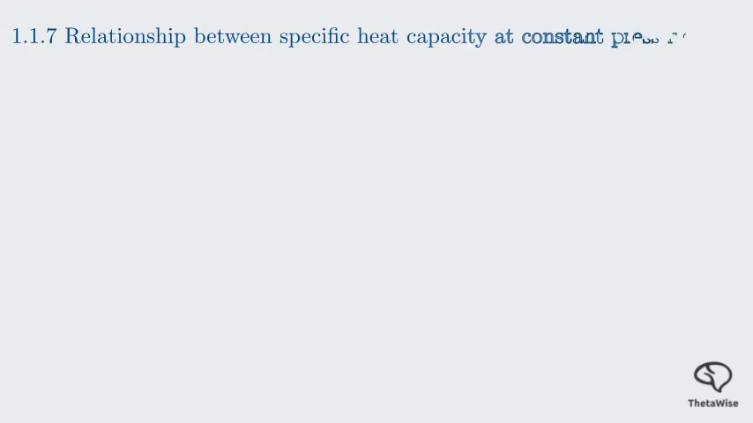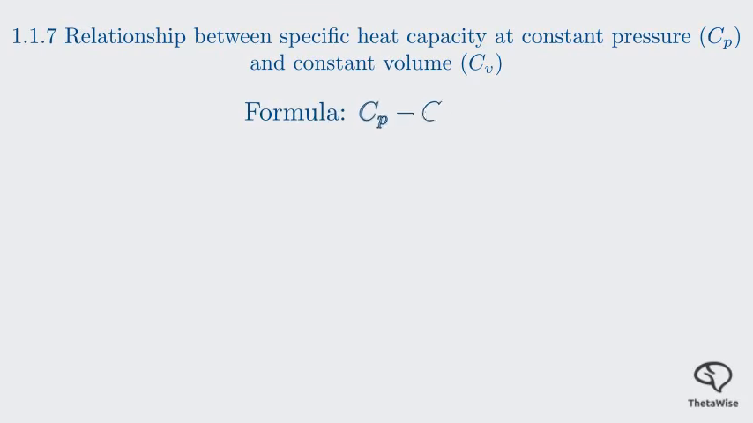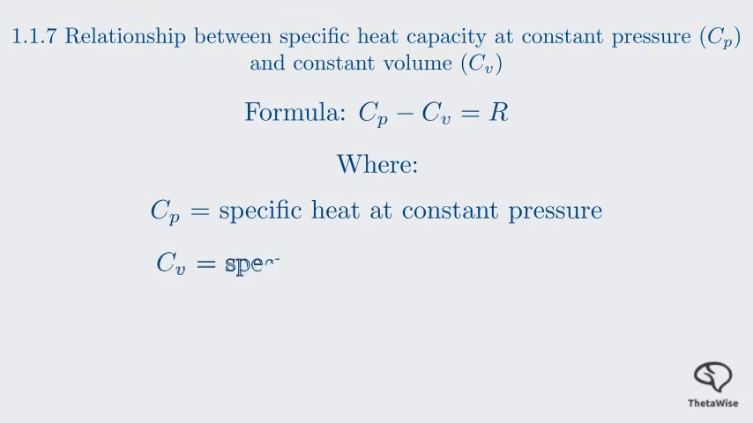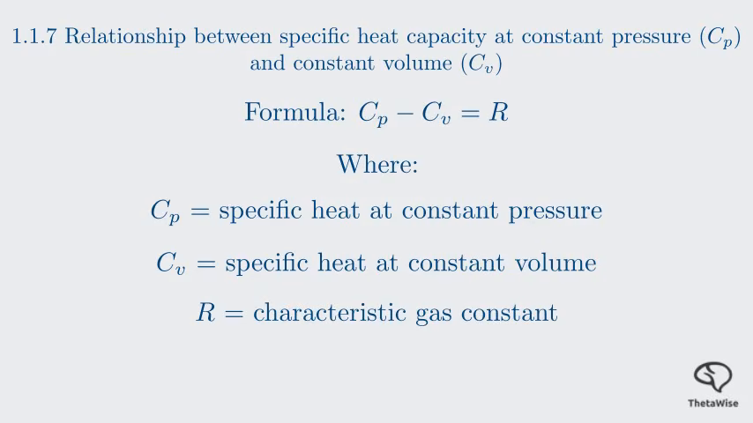Let's now explore the important relationship between these two specific heats for an ideal gas. The difference between them is the characteristic gas constant, R. That is, C sub P minus C sub V equals R. Let's briefly understand why this relationship holds. The difference R represents the extra energy required at constant pressure. This extra energy isn't used to raise the temperature. It's used to do the work of expansion against the constant pressure. This work done on expansion is exactly what the characteristic gas constant R accounts for in the ideal gas law.